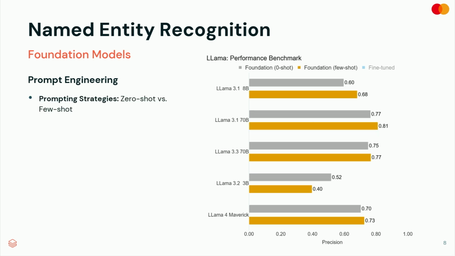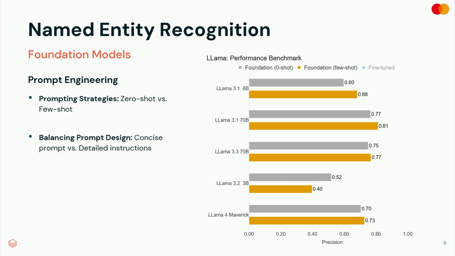Now, when it comes to prompt engineering, there are several strategies to be considered when you're building your prompt. One of them is including relevant examples. You can see there is only marginal difference in the precision when including more examples. And in the case of Llama 3.2 with 3 billion parameters, there is even worse performance because the model got confused with the examples.